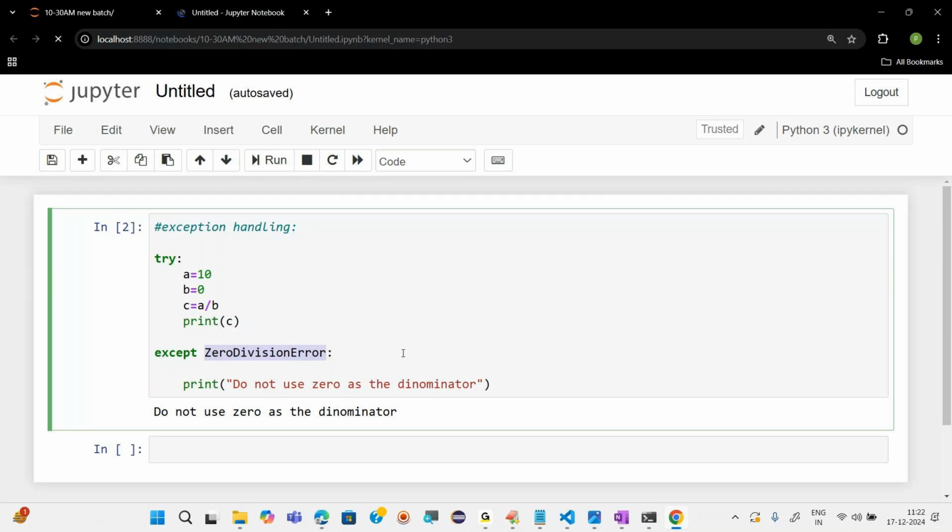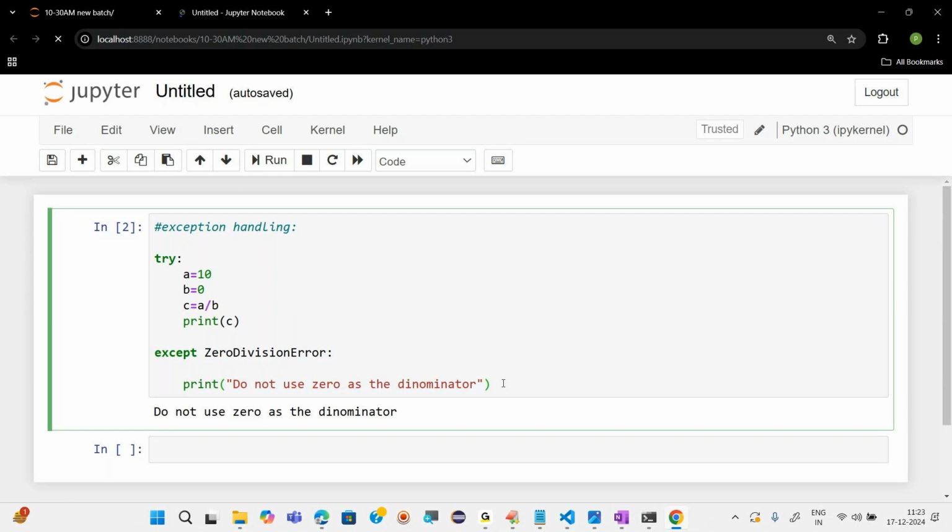But if I just write like this, do not use zero as the denominator, now you can easily understand that it is trying to say that we can't divide any number by zero. That's why it is showing this particular error message.